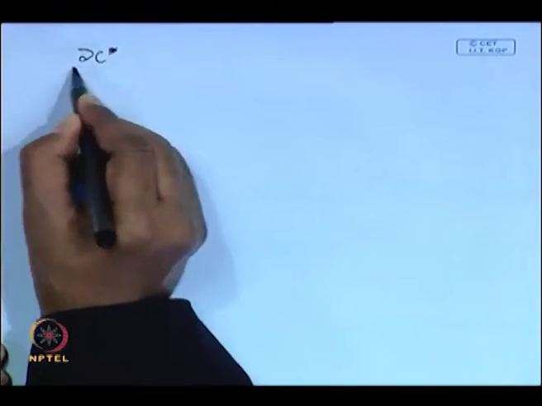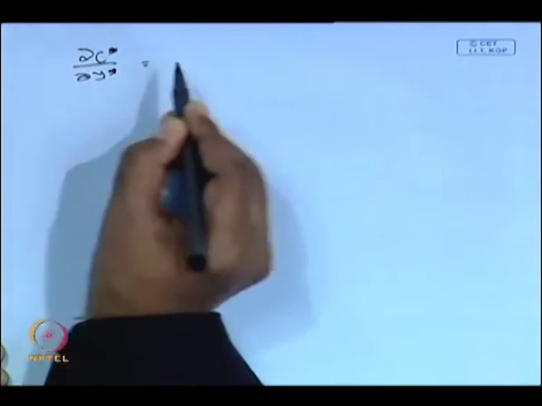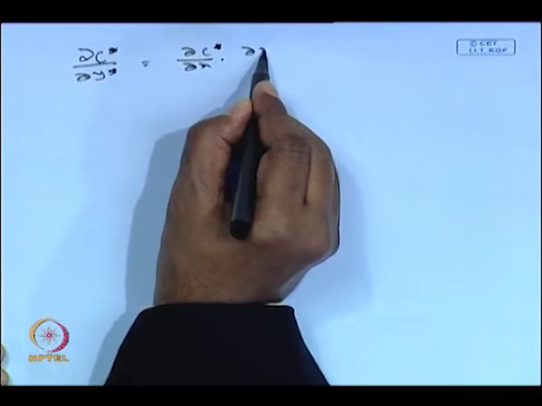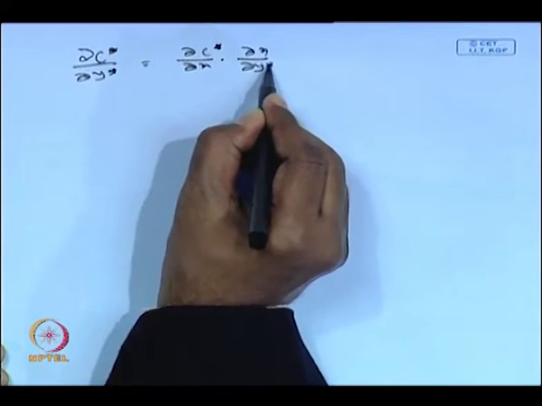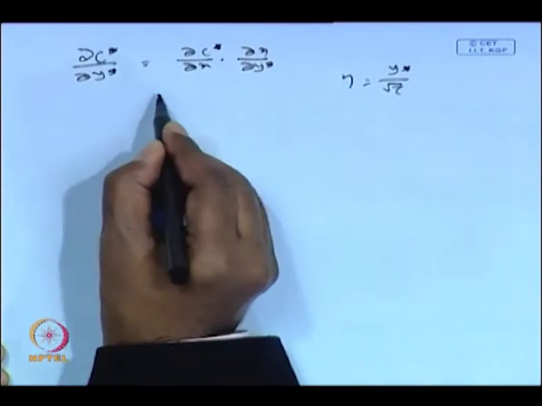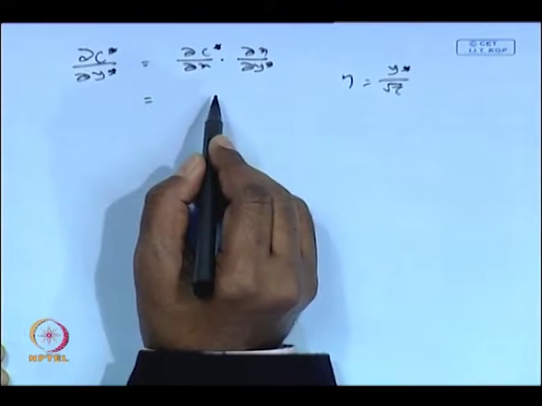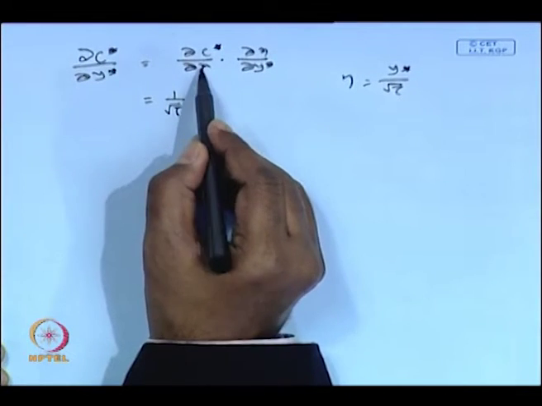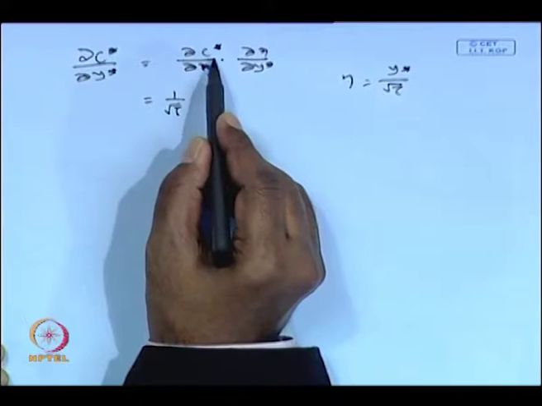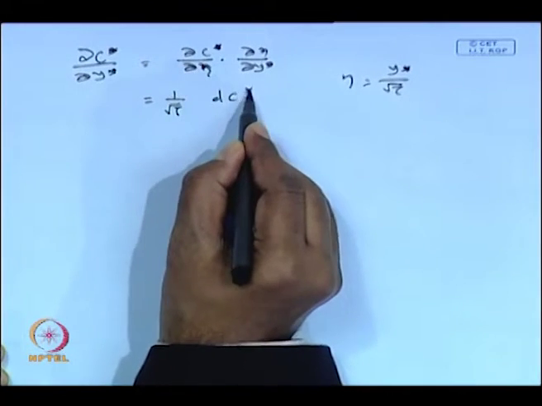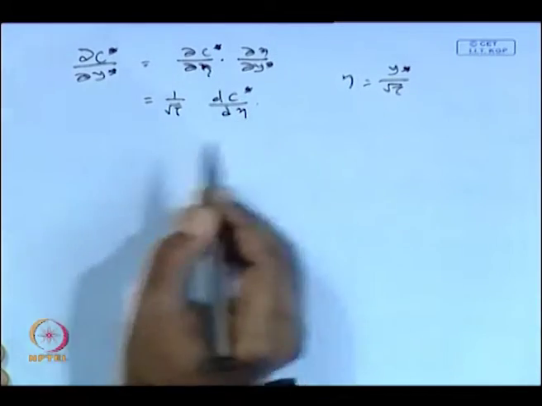So, ∂c*/∂y* will be ∂c*/∂η times ∂η/∂y*, and if you remember, η is nothing but y*/√τ. So, therefore, ∂η/∂y* will be nothing but 1/√τ, and c* is now supposed to be a sole function of η. So, this partial derivative will be replaced by a total derivative now, dc*/dη.